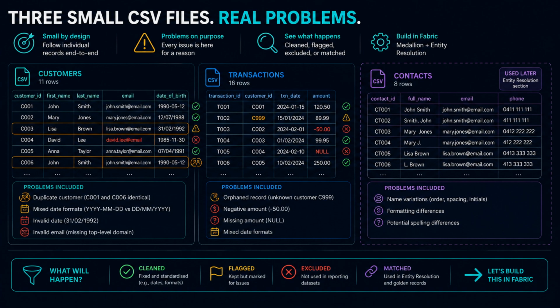None of these problems are random. I've put each one there specifically so we can see what happens to it later. Some will be cleaned, some will be flagged, some will be excluded from reporting, and some will become part of our entity resolution logic. So now that we know what we're dealing with, let's move into Fabric and build it.